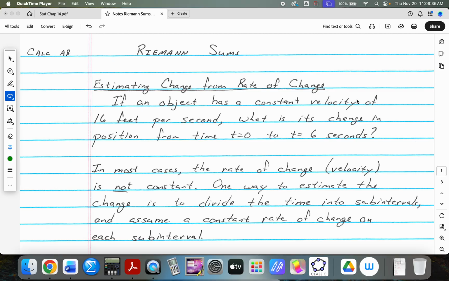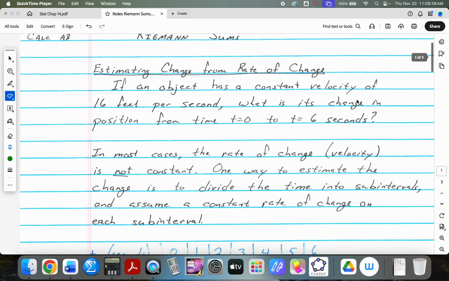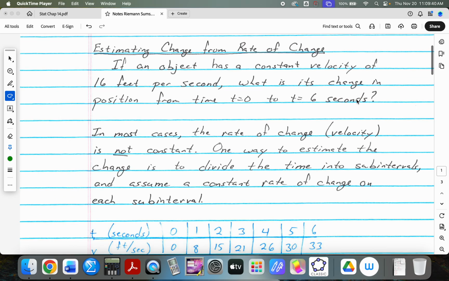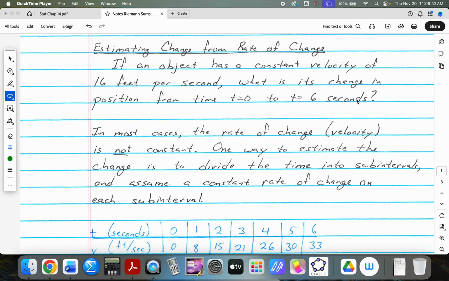Anyway, so what we're going to do is use this to estimate the amount of change of something from a rate of change. So for example, if an object has a constant velocity of 16 feet per second, what is its change in position?